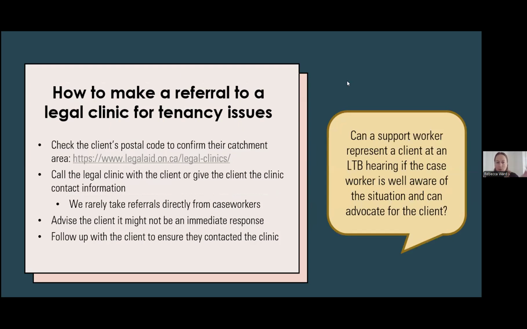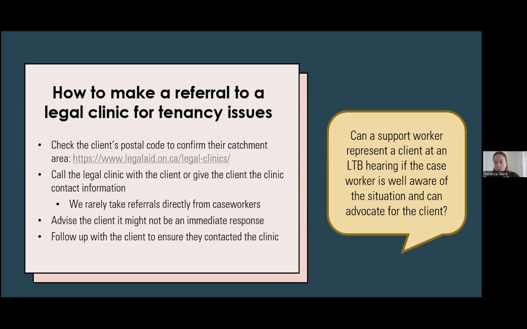So next question is how to make a referral to a legal clinic. First step, like I said, is you need to make sure you're in the right catchment area. And so the best and the easiest place to do this is the Legal Aid Ontario website. You can just Google Legal Aid Ontario postal code lookup or something like that, and it'll bring you to this page where you just pop in your client's postal code and it will tell you which legal clinic is their legal clinic. Sometimes a postal code area covers two different legal clinics' catchment areas, and so you'll need to put in the exact address. So just make sure you have your client's address. And then you know where they're going to be able to go to get free legal support.